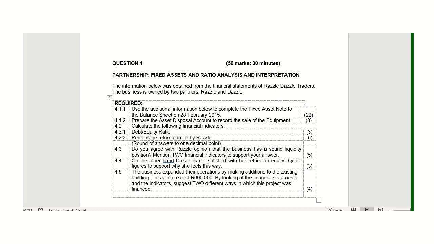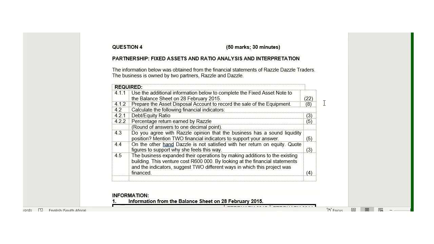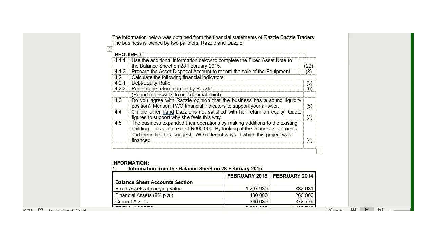Today we're going to look at asset disposal and note 3, the fixed assets notes for the financial statements. So the first thing, we're going to look at the information they give me. In this one they also want us to do ratios, but we will do that at a later stage. So we're only going to do 4.1.1, which is to complete the fixed asset note or note 3. And we're going to prepare the asset disposal account.